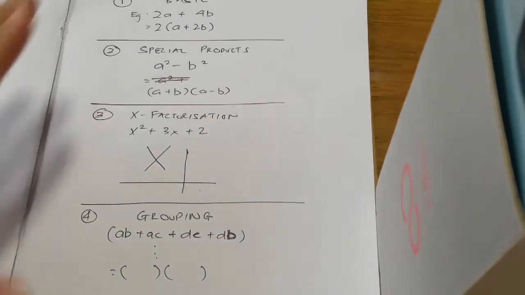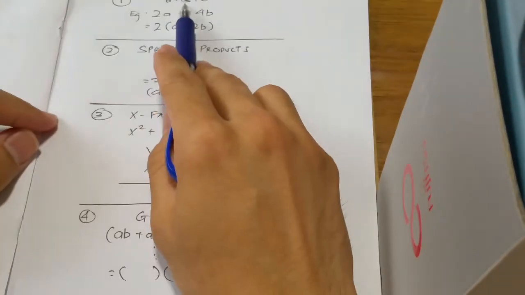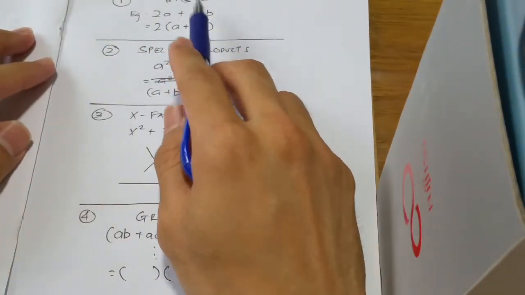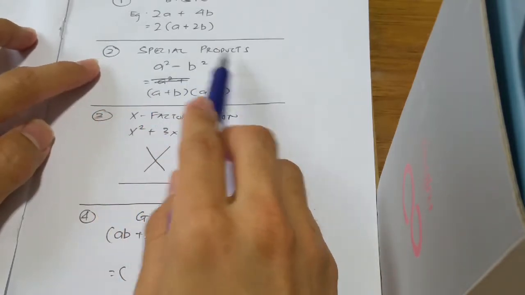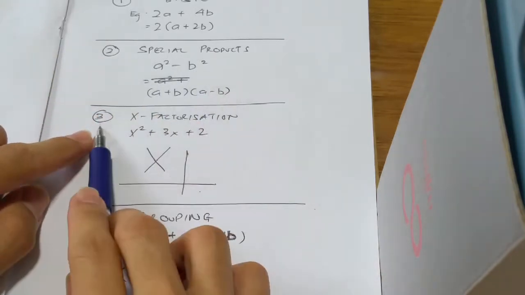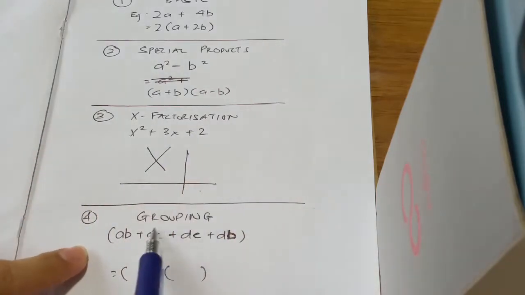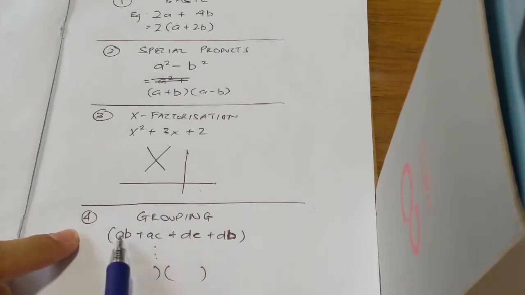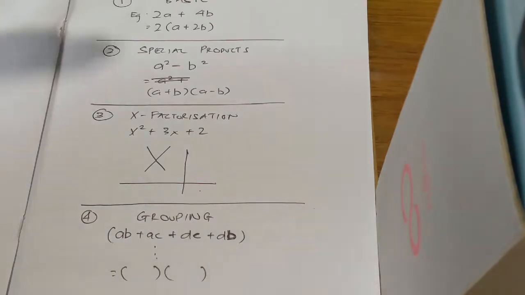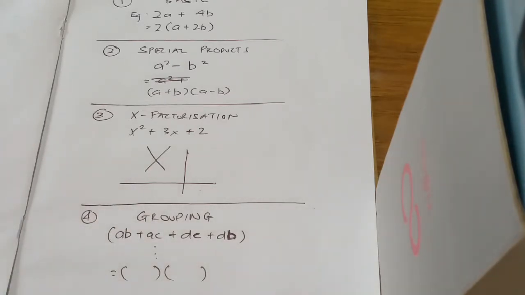So let's remember in this manner. The first kind of factorization is the basic factorization. Second, number 2 is for special products, so if you see 2 terms, it is special products. Number 3 is for 3 terms, so with 3 terms you do cross factorization. The last one is grouping, and if you see 4 terms, you know it is number 4, which is grouping. So try to remember this in this manner, and you will be able to do your factorization. Of course, you need to practice.